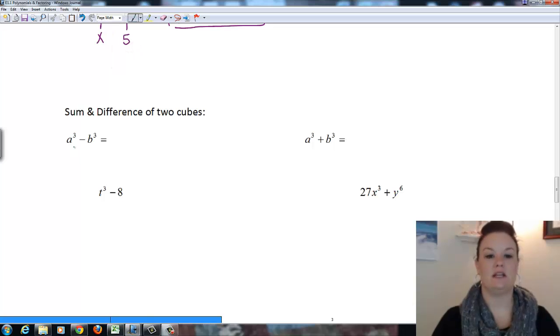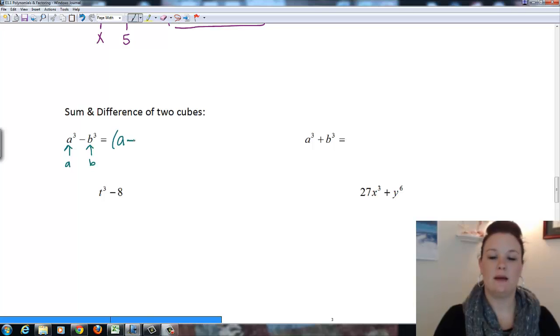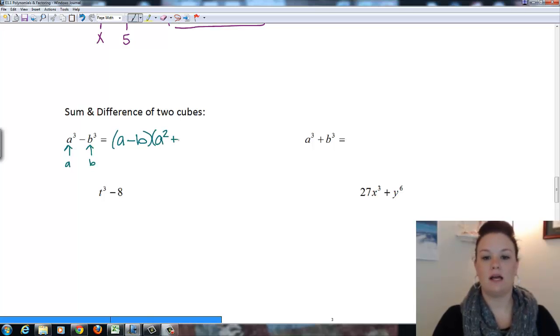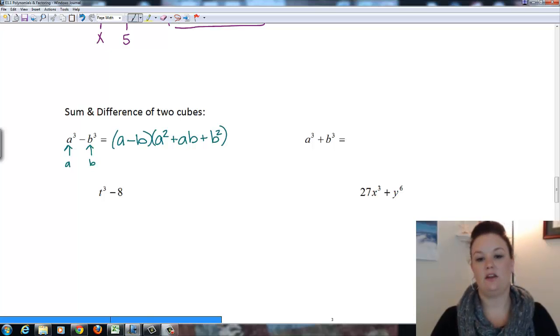They're using a's and b's here. If I have a cubed minus b cubed, notice my base here would be a, my base here would be b. My formula is I do my first base minus my second base times my first base squared plus I multiply my two bases together, a, b, plus my second base squared. Okay. So if this starts out as a difference, your first little quantity is a subtraction, and then your next sign is a plus, and then the last one's always positive.